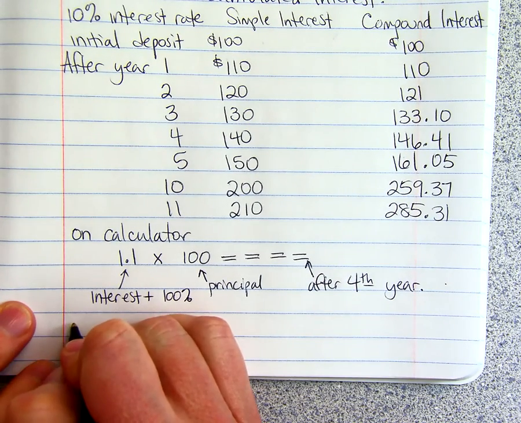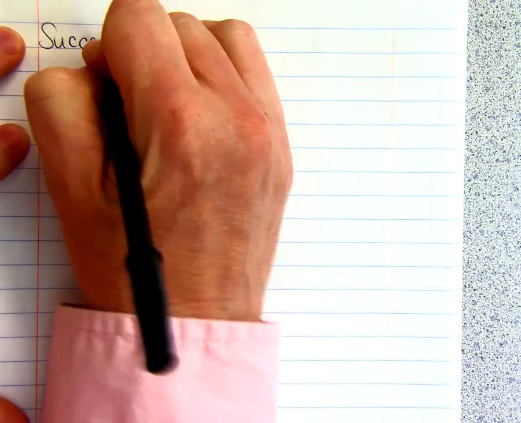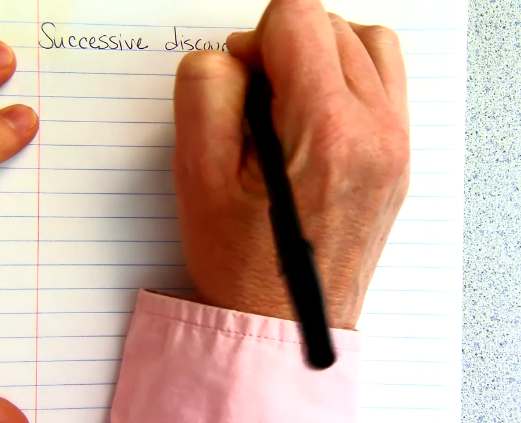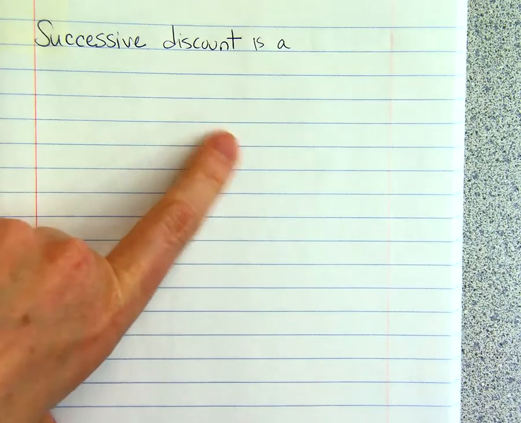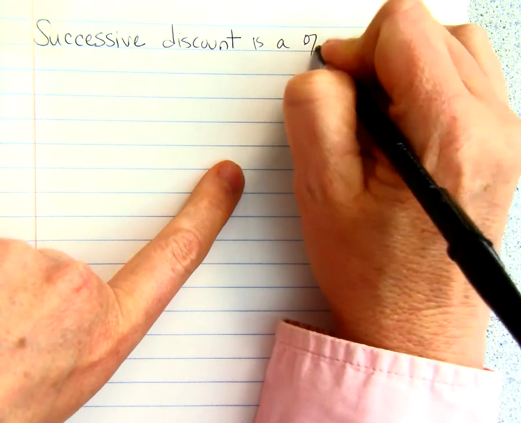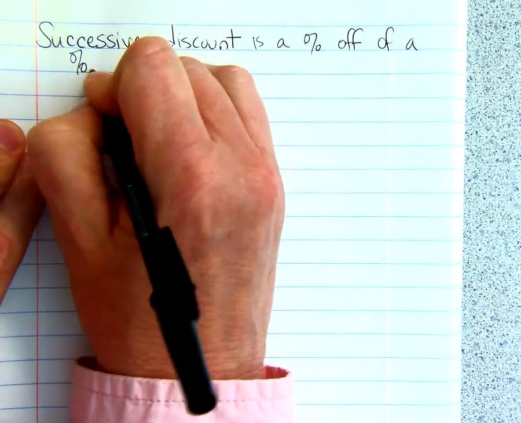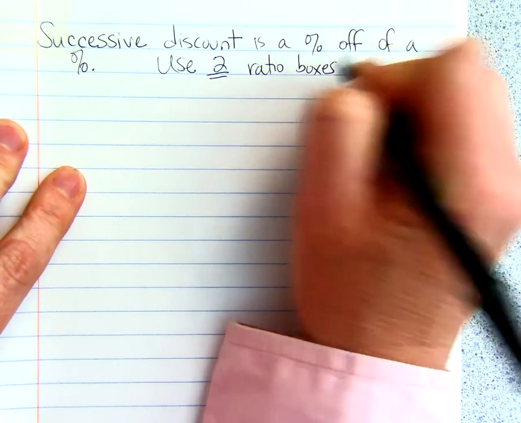Sometimes we see what's called a successive discount. I'm going to turn the page. A successive discount is just what it sounds like. It's just a discount that continually goes down. So it's a percent off of a percent. So you have to use 2 ratio boxes on this one.